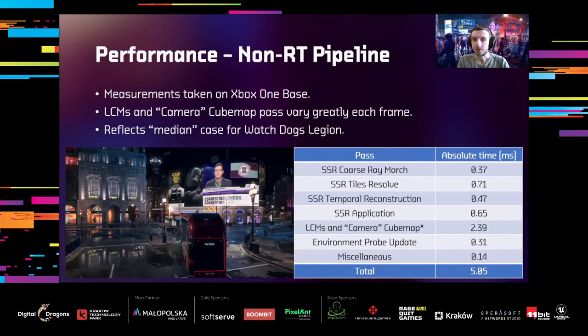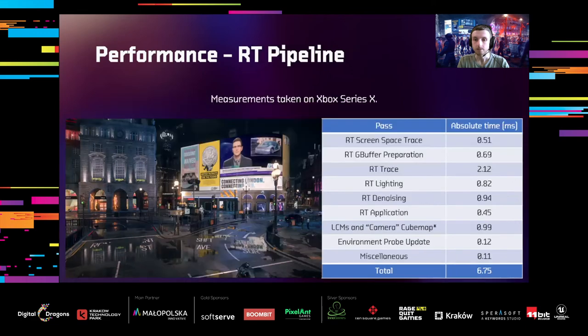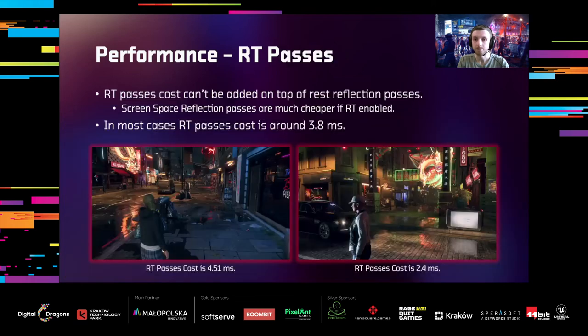Now to the performance numbers. The total cost of the multi-tier reflection system on Xbox One base is around 5 milliseconds. The pass you can see on this slide covers a subset of the functionality implemented in the system. We run this subset of features on platforms which don't support ray tracing, such as the previous generation of consoles. The full-featured system cost on Xbox Series X is about 6.75 milliseconds. It includes screen space reflections, RT reflections, and cube map based reflections.